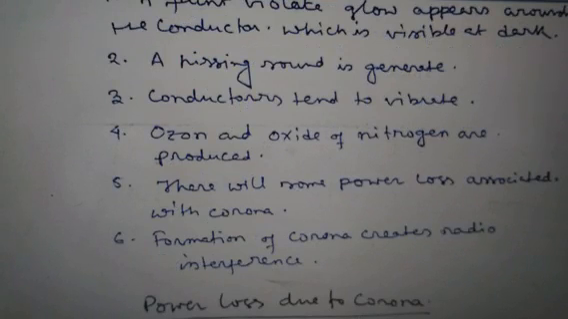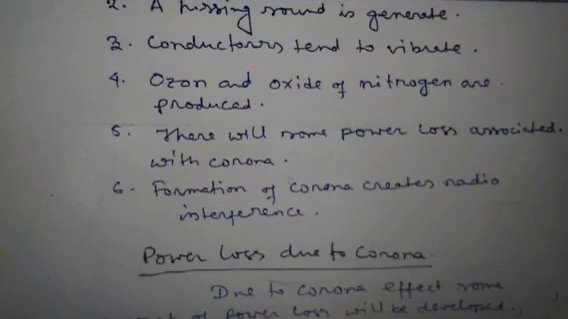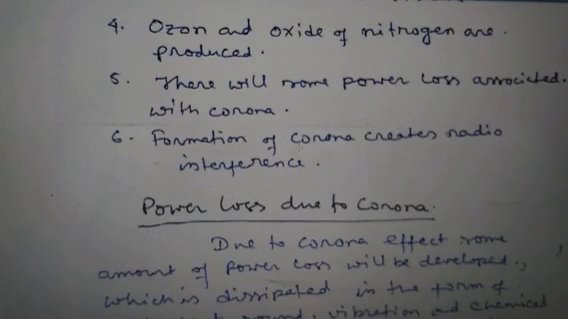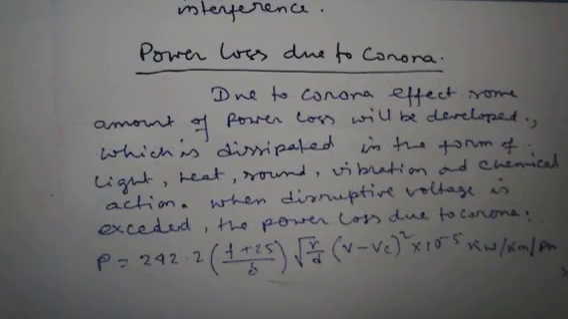Next, ozone and oxides of nitrogen are produced. Next point, there will be some power loss associated with the corona because electrical power is consumed by producing sound, by producing vibration, by producing faint violet light, etc. So there will be huge power loss due to the corona. Next point, the formation of corona creates radio interference. Some radio interference is also present due to the corona effect.